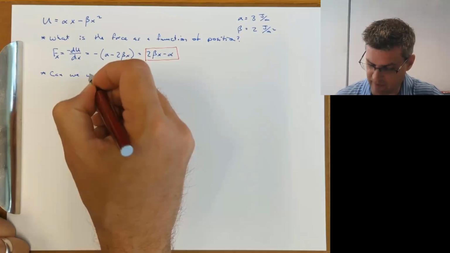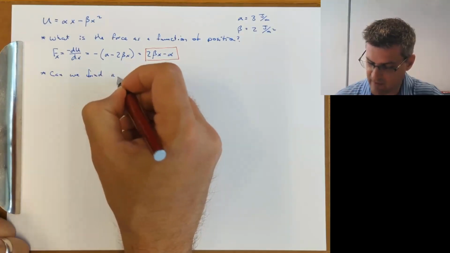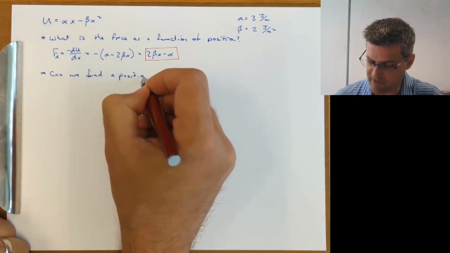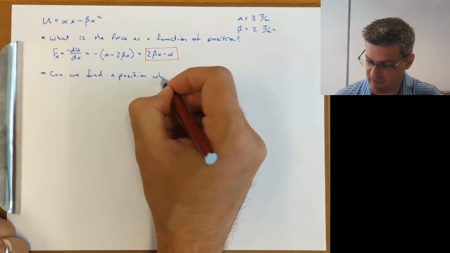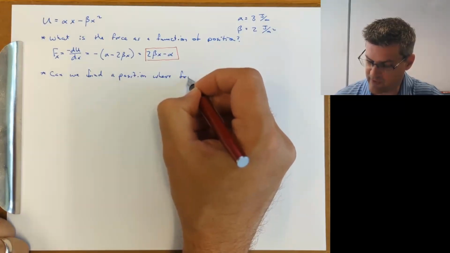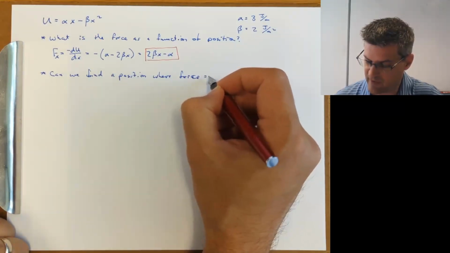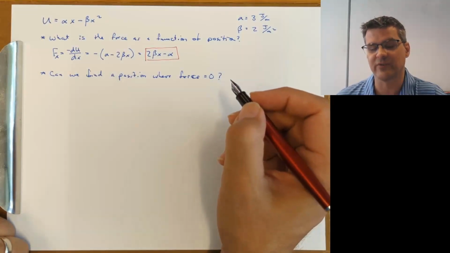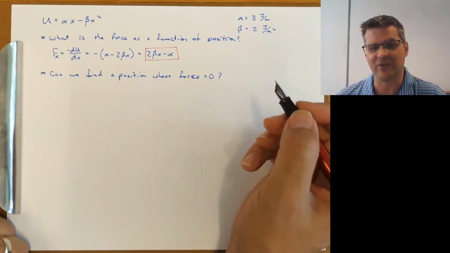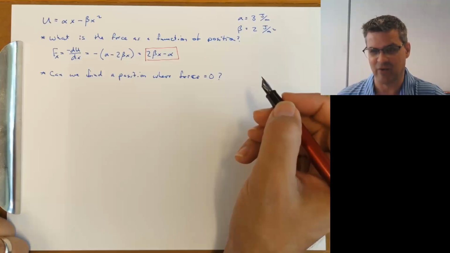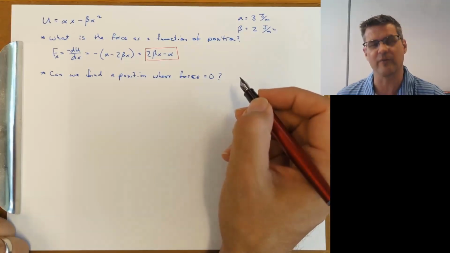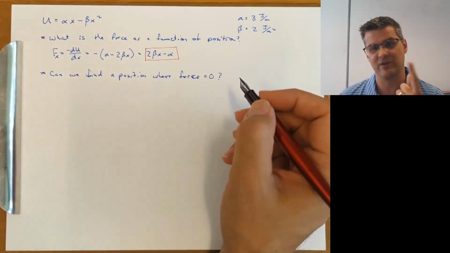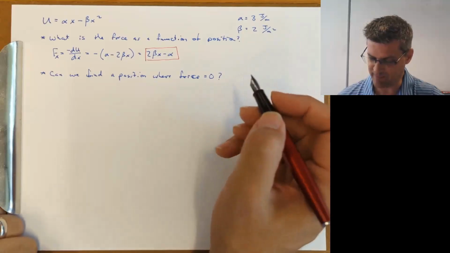Can we find a position where force is equal to 0? Now, where force is equal to 0 is either going to be the top of the hill or the bottom of the hill, where energy is a maximum or where energy is a minimum.